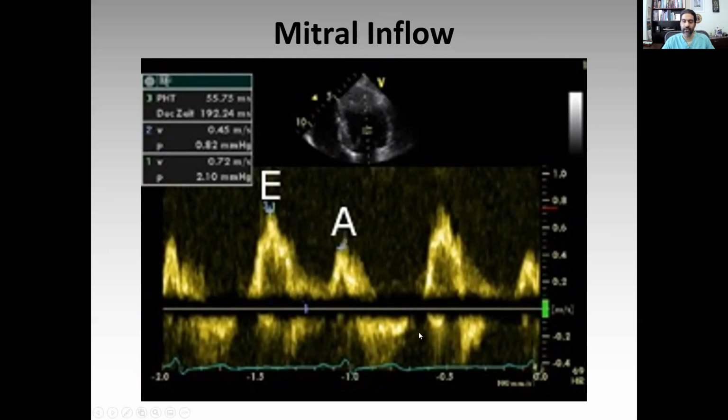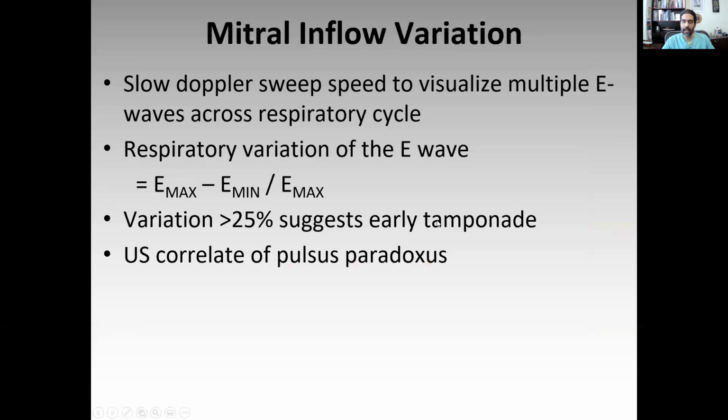the respiratory cycle. So you'll see E waves when the patient's breathing in, and you'll see E waves when the patient is breathing out. And what we want to do is calculate how much variation there is in E wave velocities as a result of the pleural pressure changes generated by respiration. So what we would basically do is find the biggest E wave and the smallest E wave, get the difference between the two, and divide it by the maximum E wave velocity.